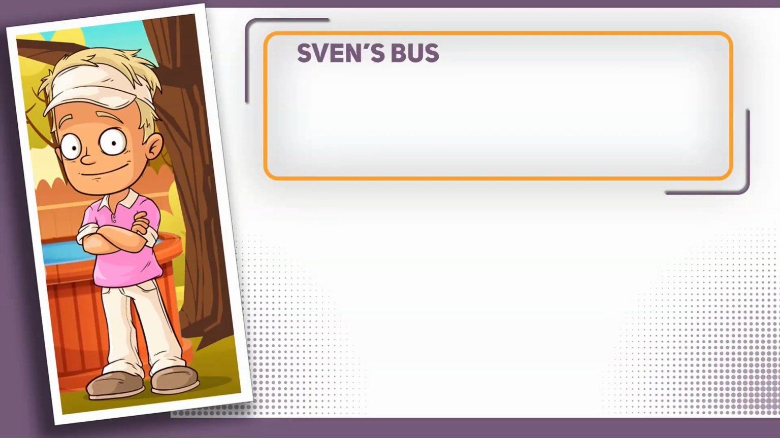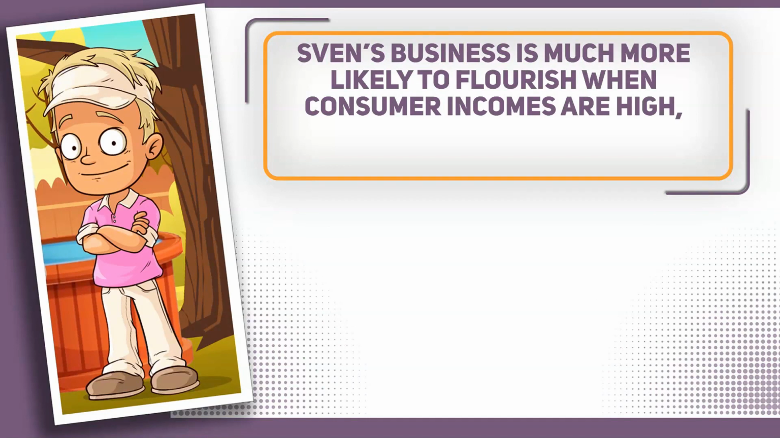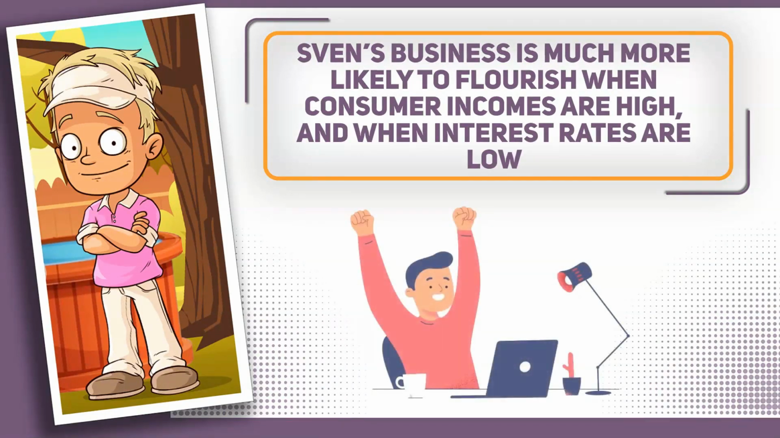We've seen that Sven's business is much more likely to flourish when consumer incomes are high and when interest rates are low, as both of these encourage consumer spending, particularly on luxuries such as hot tubs that Sven sells. It's also easier for Sven to borrow money cheaply when interest rates are low, meaning he is more likely to invest into his business.